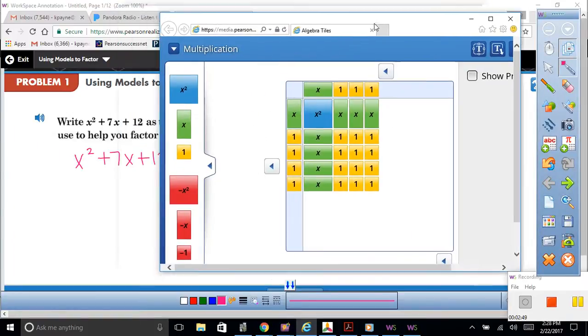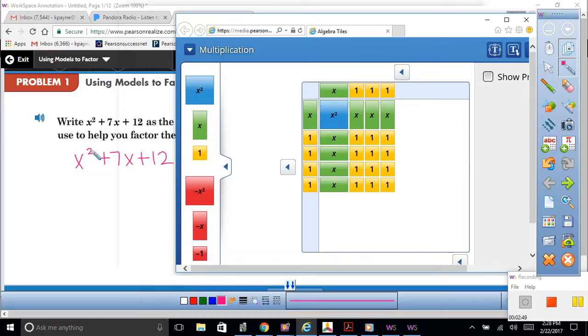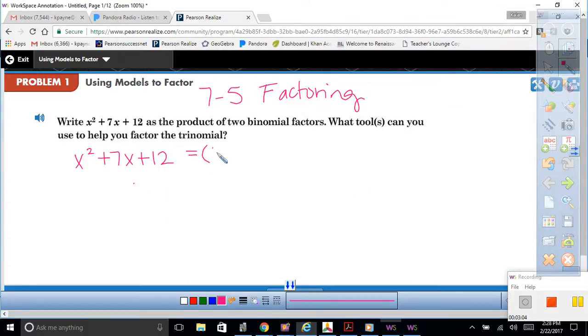It has the area, 1 x squared tile, 7 x tiles, 3 here, 4 here, and 12 unit tiles. And the dimensions of that rectangle are x plus 3 by x plus 4. So that would be the factored form, x plus 3 times x plus 4.